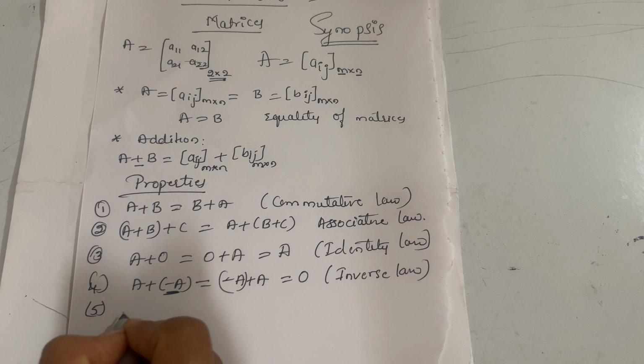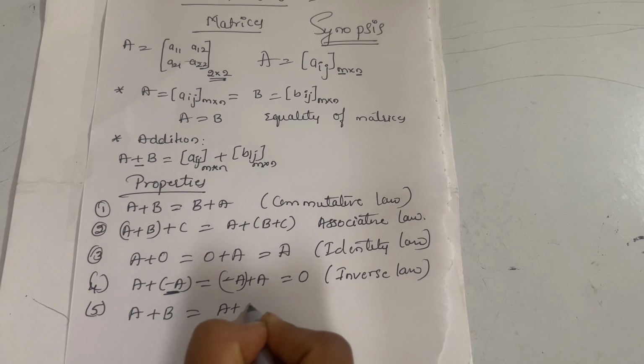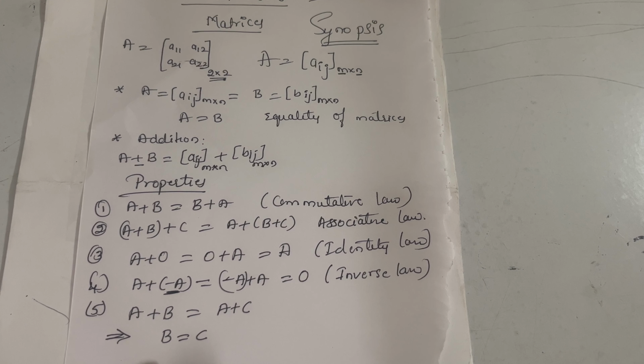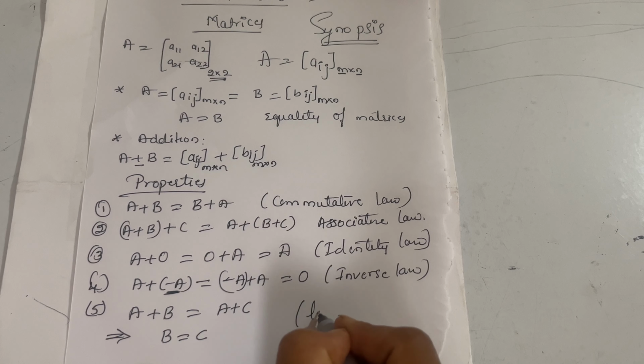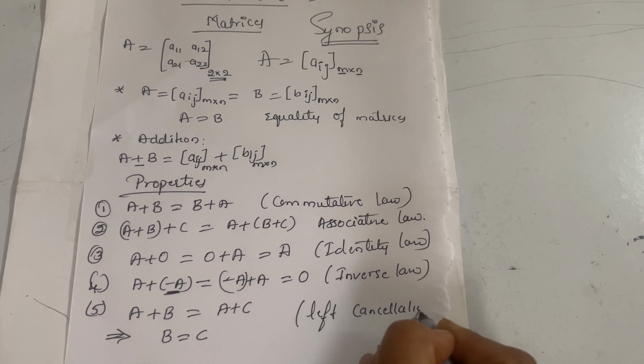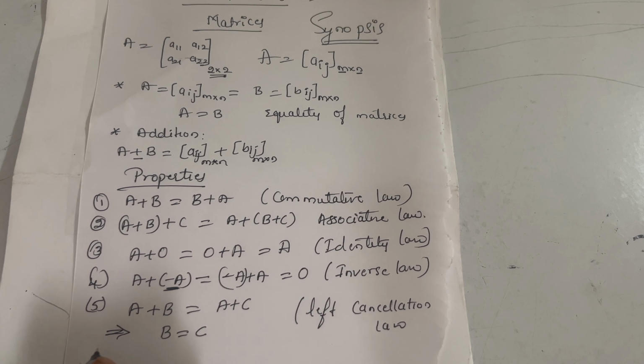Then next comes A plus B is equal to A plus C. This will always imply B is equal to C. This is called the left cancellation law.